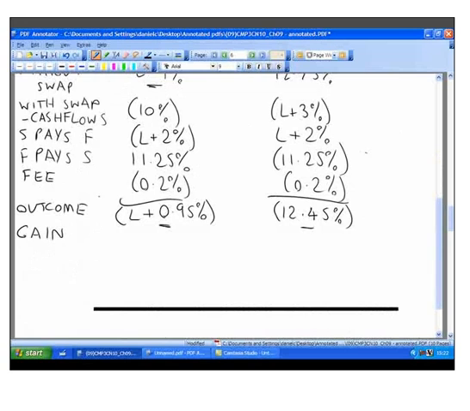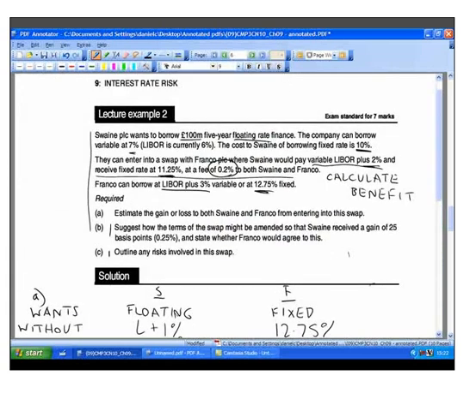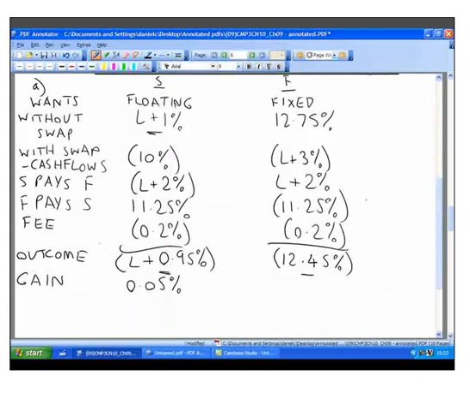Franco, on the other hand, would have been paying 12.75%. They are paying 12.45%. That is a gain of 0.3%, or £300,000. So in this example, the gains are not actually being split equally. Now, part B of the question asks how we might amend the terms of the swap so that Swain receives a gain of 25 basis points, or 0.25%.